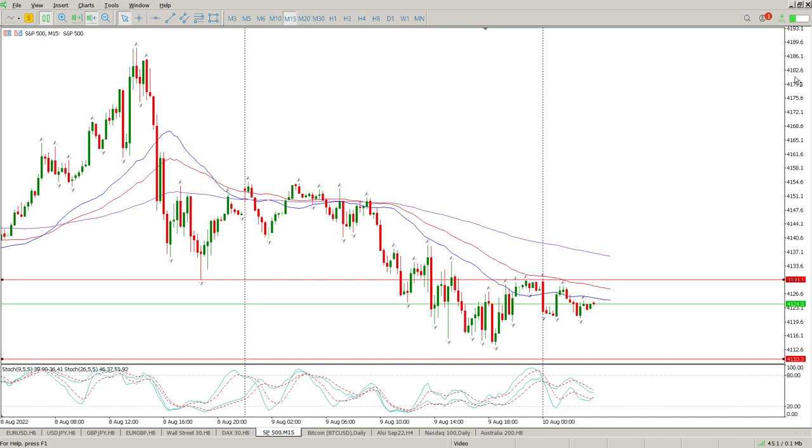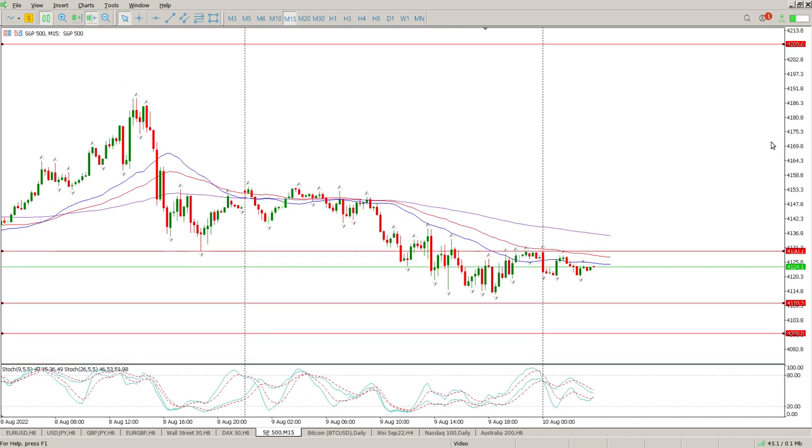So that is kind of what we're looking for. Definitely not looking for shorts. If we do start dropping below the bottom levels, then the trend will be reversing, and then we'll be looking for shorts. But at the moment, we want to go with the trend. Trend is currently up, and that's what we're looking for.